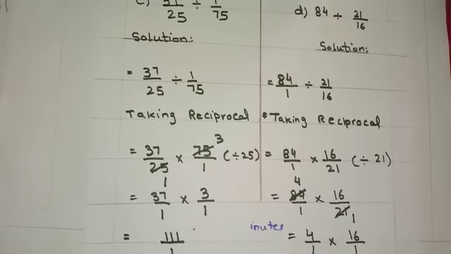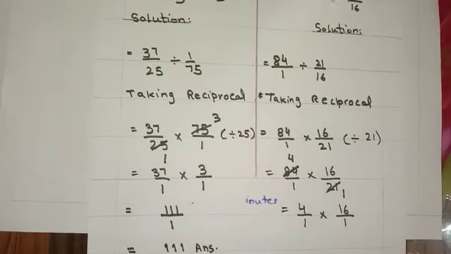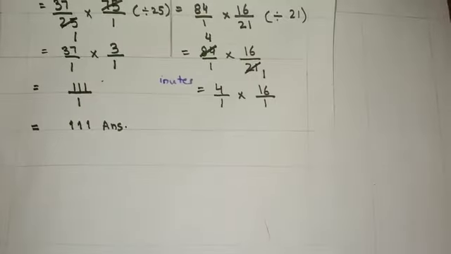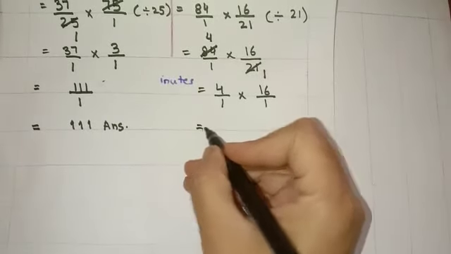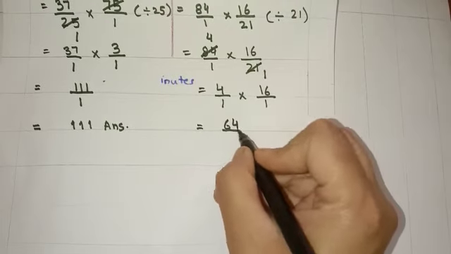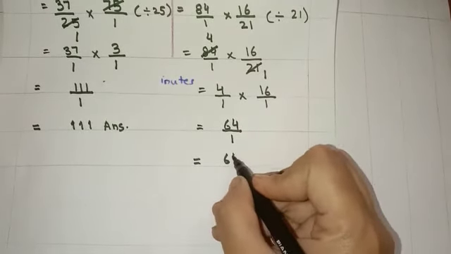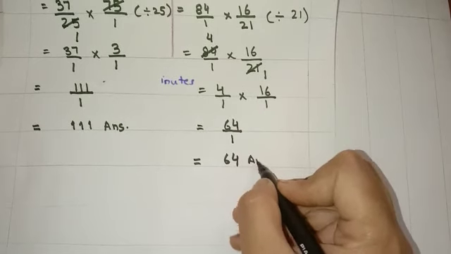I have told you that we cannot cut terms which are in the numerators. So 4 multiplied by 16 is equal to 64 over 1 ones are 1. 64 over 1 means 64. So 64 is our answer.